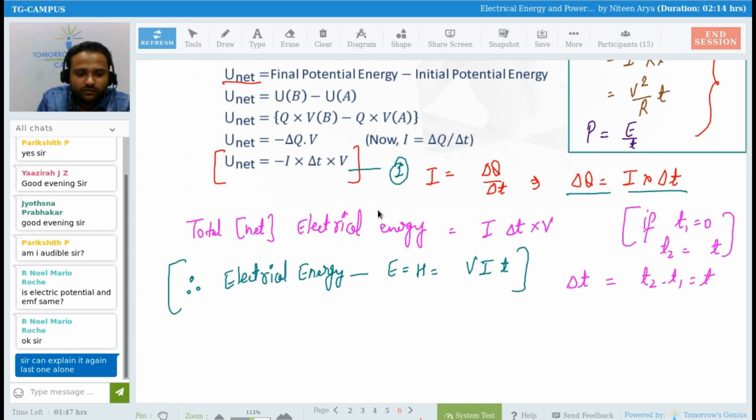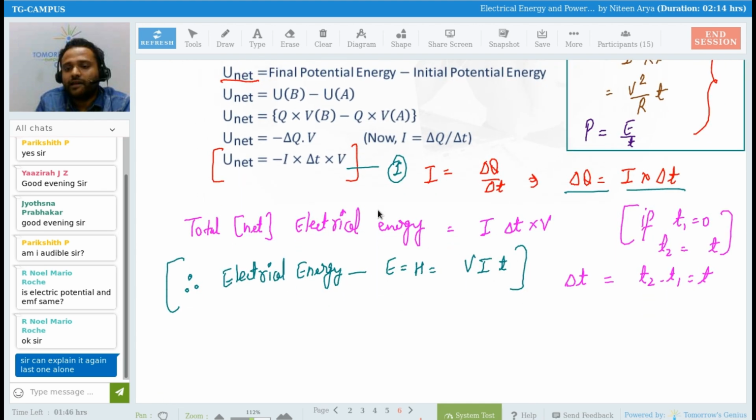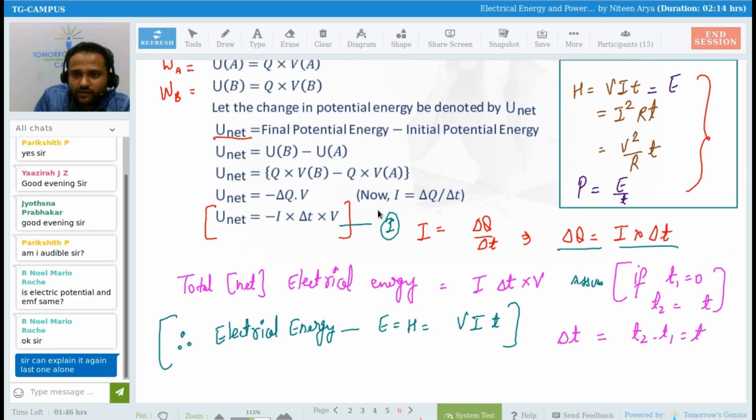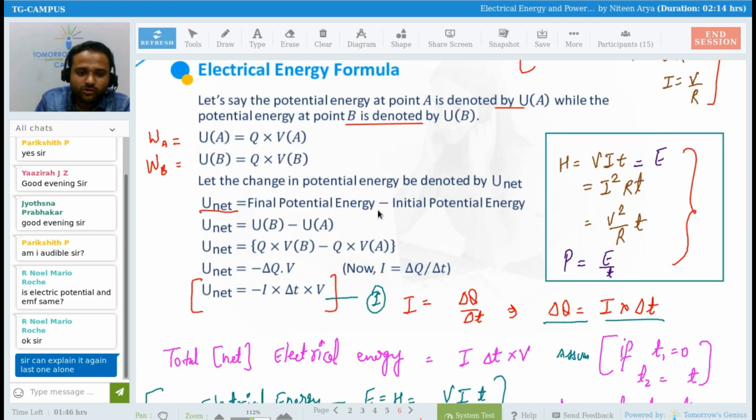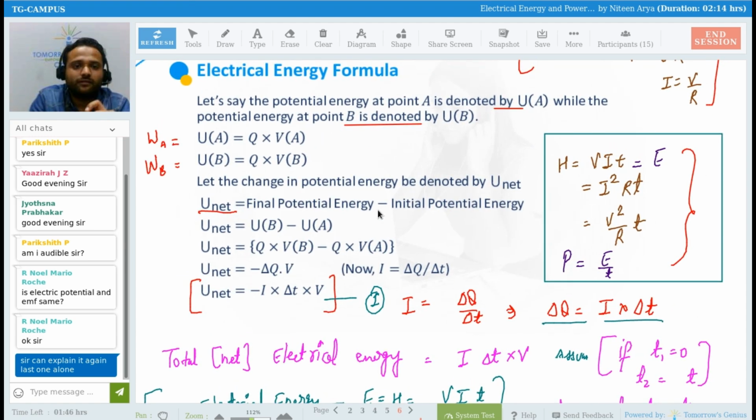When I put this in equation number 1, with the assumption that initially the time T1 is 0 and the final time T2 is T, the change in time, T2 minus T1, is T. So the electrical energy E, which you can also write as H, is simply VIT. Now, how does this particular boxed formula come? Because I wrote down this same formula. So everyone got it? We reached till this point.